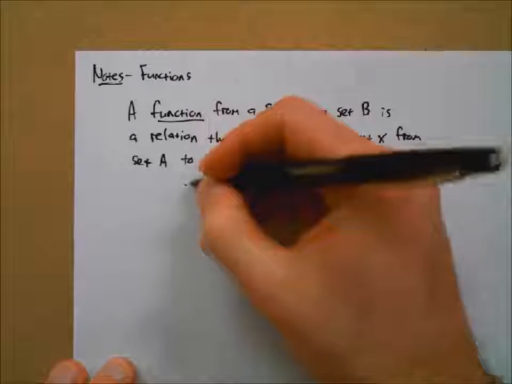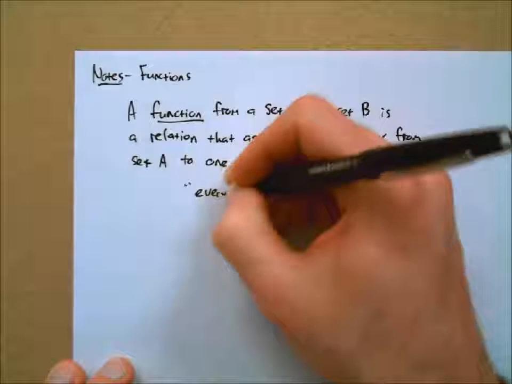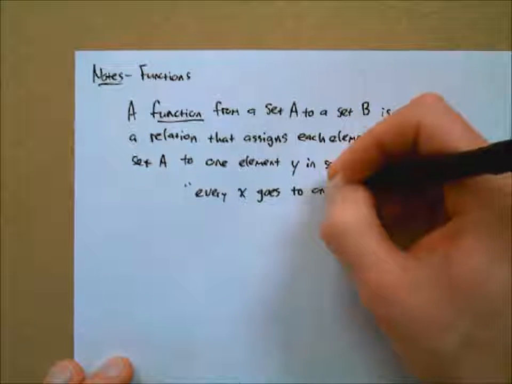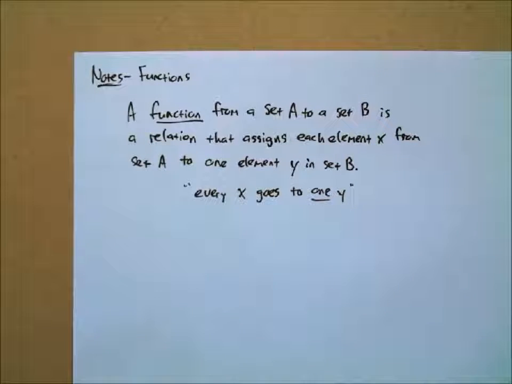Or in layman's terms, every x goes to one y. That's a kind of easy way to think about it, right? Every x goes to one y. In a relation, which is a more general way to relate things, it doesn't have to be that way. A relation is literally something that assigns an element from set A to an element from set B, or to elements from set B, and stuff like that. This is a more specific version of a relation where every element from set A gets assigned to one element in set B. Okay, so that's what a function is.